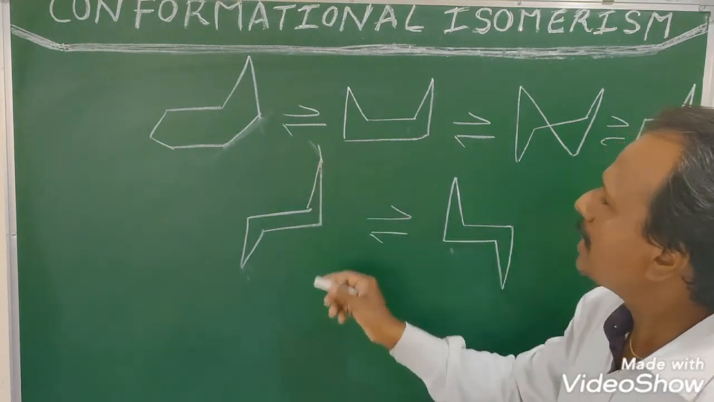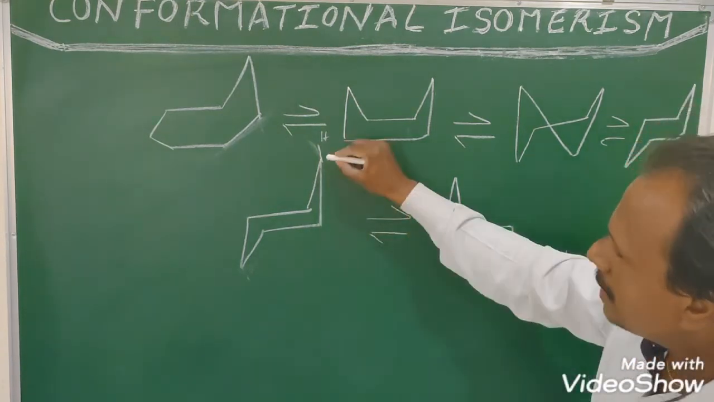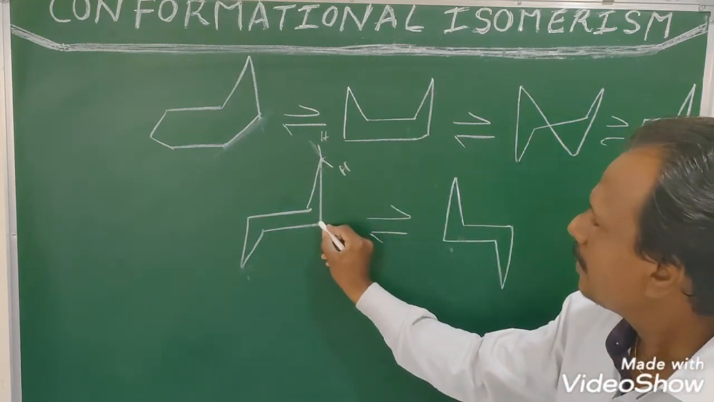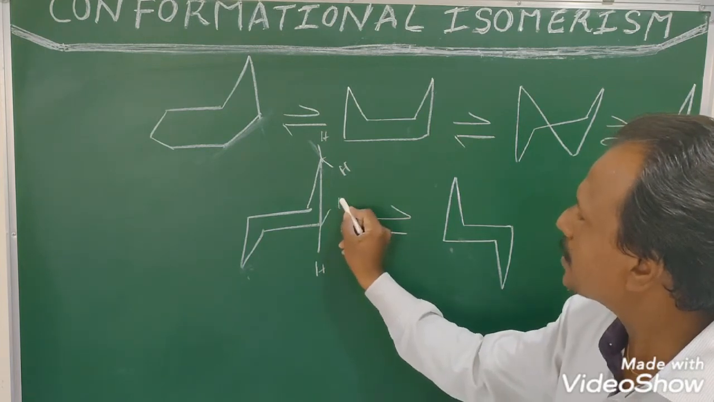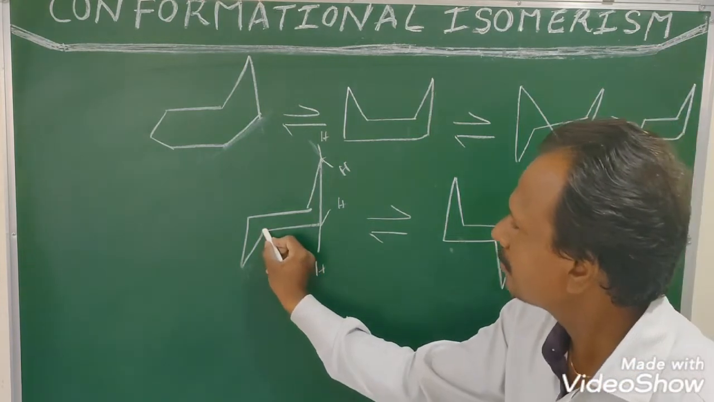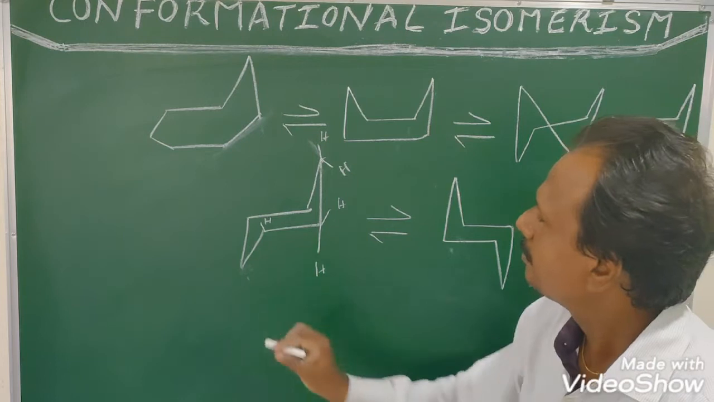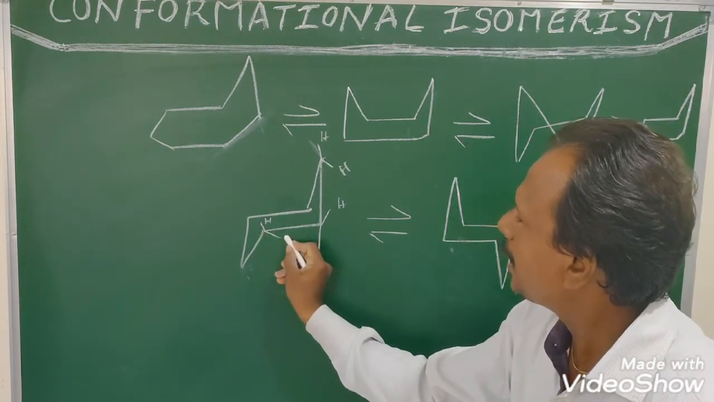This carbon has 2 H atoms. One H is called axial H. Another H is in this direction. This is called equatorial H. This H is axial H. Another H is equatorial H. This carbon also has 2 H atoms. It is axial H. It is equatorial H.